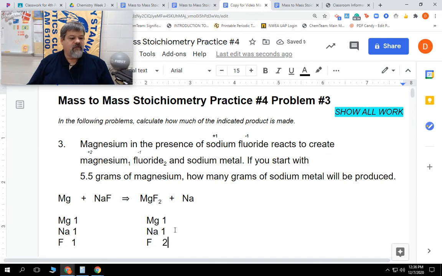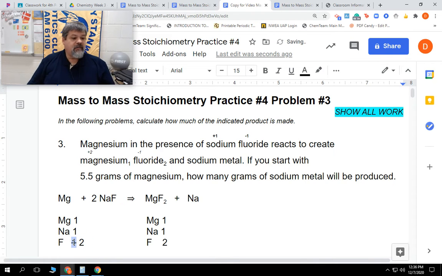So what are we going to do first? The only thing that we can do first is our fluorine. So I have to get 2 fluorines on this side. So the only way to do that is to change the coefficient. Remember, we cannot change subscripts. So we're going to put a 2 in there, which gives us 2 fluorines. So now we have 2 fluorines.